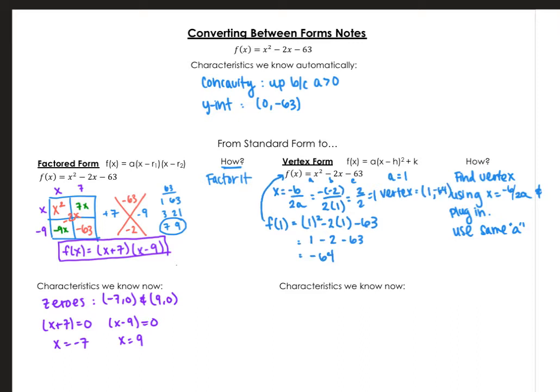So now we're going to use these two pieces of information, the a value and the vertex, to write my function in vertex form. So it's going to be f of x equals a is 1, or you can just write nothing. And then it's going to be x minus 1, remember it's the opposite sign, squared minus 64.